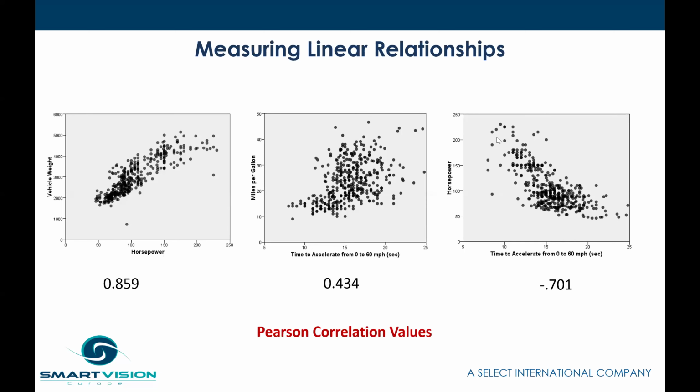And you can get negative relationships. You can get time to accelerate from 0 to 60 against horsepower. So this could be like reflex reaction time against alcohol consumption or something like that. You do expect one to have a negative effect on the other. So you get a value which is closer to -1, because linear correlation values are symmetrical. They go from -1 to +1, 0 in the middle.